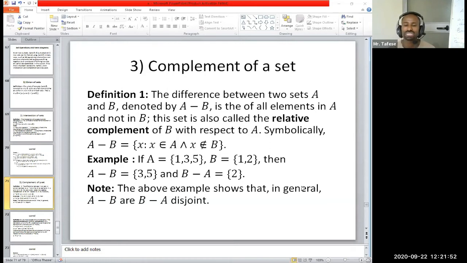So this is the complement of A with respect to B. You can see the note. The above example shows that in general A without B and B without A are disjoint. A without B and B without A are not commutative.